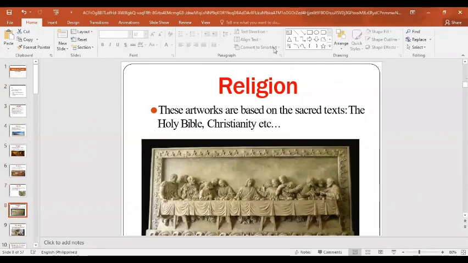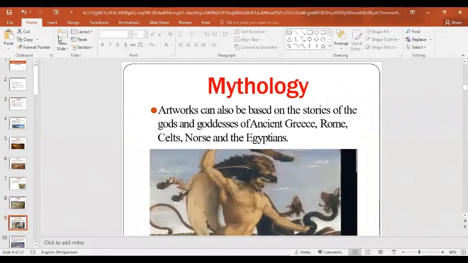Next, we have religion. These artworks are based on the sacred text. For example, the Holy Bible, Christianity, and etc. For religion naman, same lang din for teaching, no? And para ituro sa atin or malaman natin kung ano man yung paniniwala ng bawat relihiyon. Okay? Next, we have also mythology.